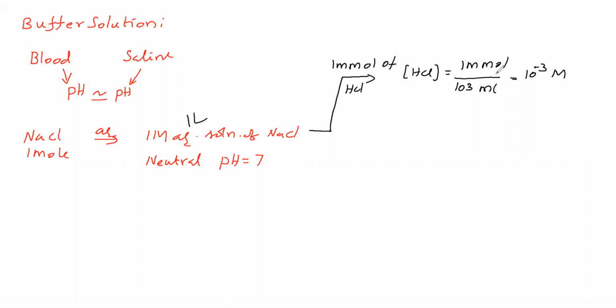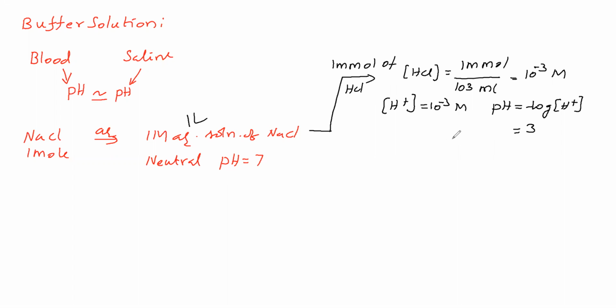Sodium chloride is also present in the resultant solution. This HCl undergoes ionization to give H plus ions. H plus ion concentration is 10 power minus 3 molar. Now the pH formula: pH is equal to minus log of concentration of H plus. Substituting this H plus concentration, we get pH 3. Now see this pH. Here it was 7. To this we added just 1 millimole of HCl. How much does the pH change? Here 7, here 3. The change is 4.